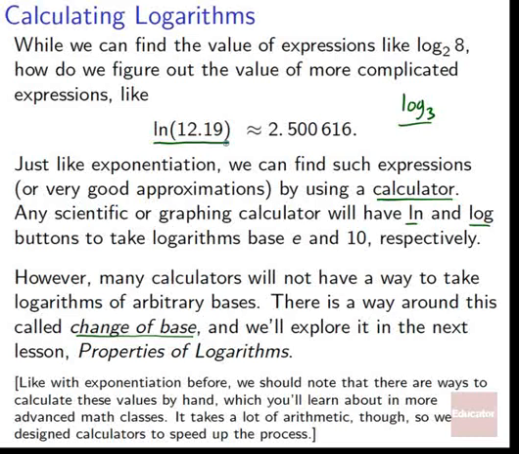The calculator has a method to be able to figure out what that comes out to be. Now, just like with exponentiation that we talked about before, we should note there are ways to calculate these values by hand. We could do this by hand and figure it out, and you'll learn about this in more advanced math classes, but we won't learn about it in this course. Doing this takes a lot of arithmetic, though, and so we designed calculators to speed up the process.